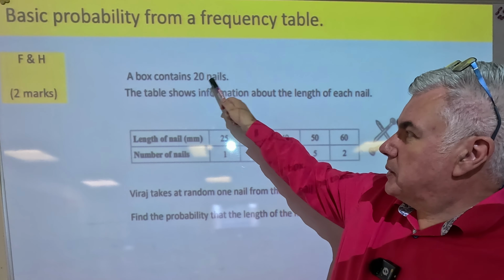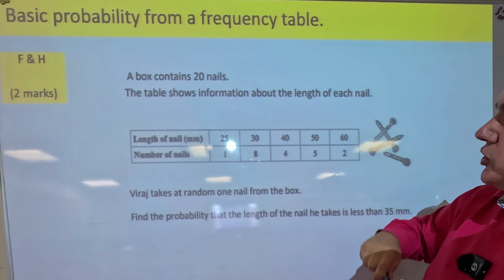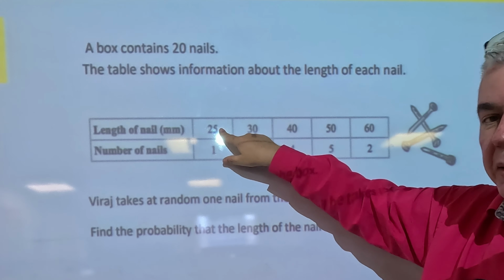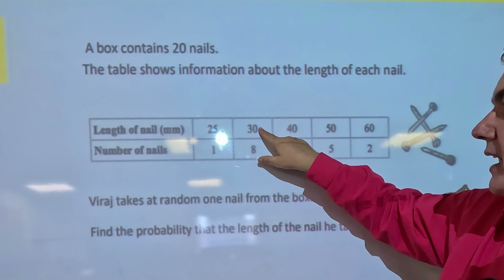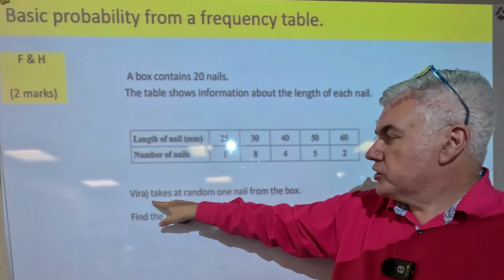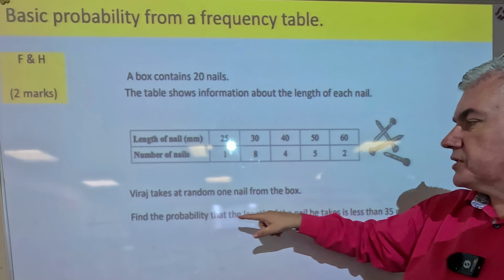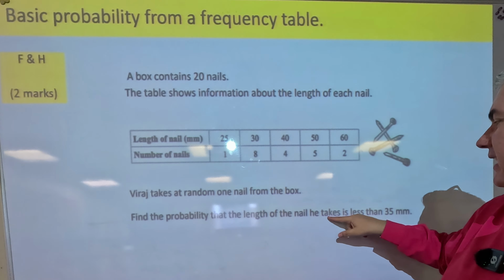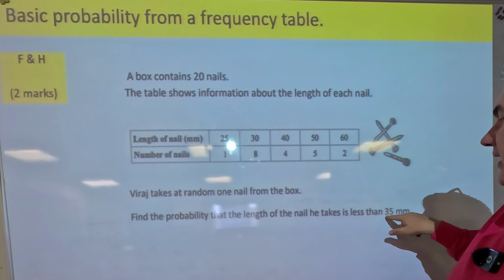A box contains 20 nails, a table shows the information. One of those nails was 25 millimeters, 8 of those were 30, 5 of those were 50 and so on. Viraj takes at random 1 nail from the box. Find the probability that the length of the nail he takes is less than 35.